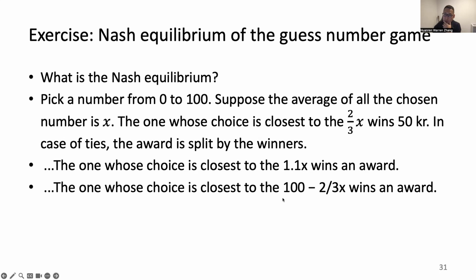And if you are able to figure out the second one, what about the third one? The one whose choice is closest to 100 minus 2/3 of x would win an award. So for the second one, I can tell you the answer is 100. Okay, think about why that is the case and how to arrive at this number. And the third case, how shall we arrive at the number? Okay, I'll give you maybe 1 minute to think about this.